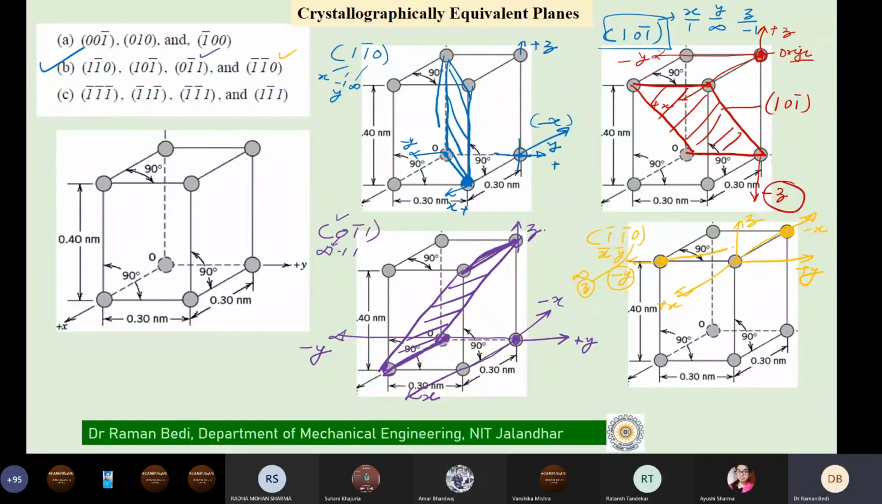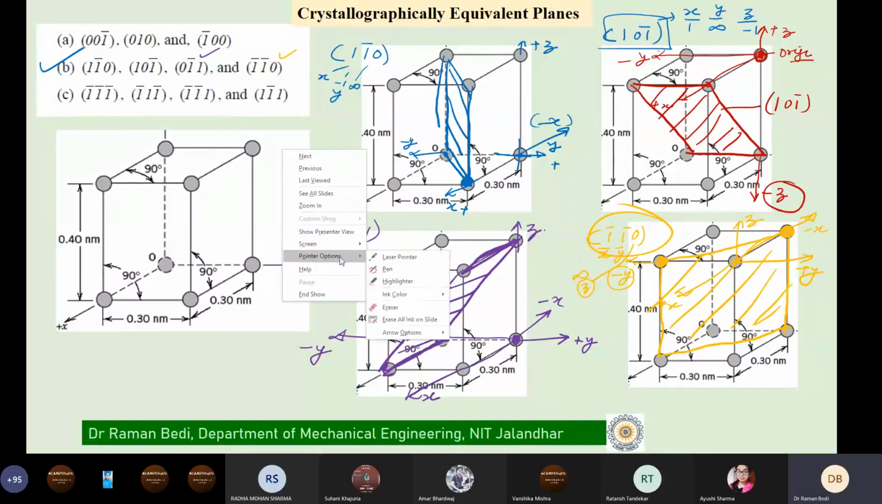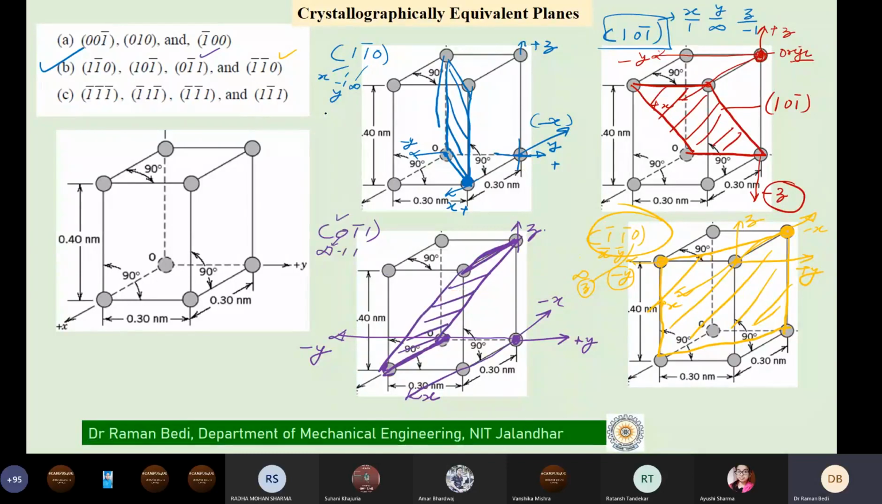So I have this plane which we draw. This is the plane which we draw here as now our last one, which is written here as 1 bar 0 plane. So we have drawn all the planes here. The next thing is we need to see whether they are equivalent or not. So let us see, we'll use the concept of the area of the planes, the plane density concept again.